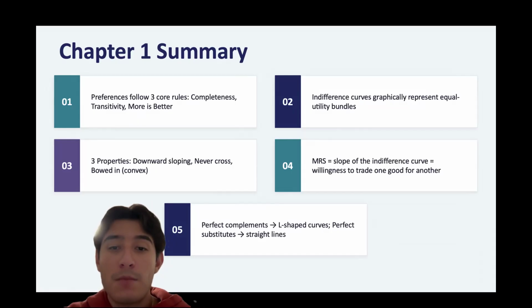Number four, the marginal rate of substitution, or MRS, is the slope of the indifference curve. It tells us exactly how much of one good a consumer is willing to trade for one more unit of another. And number five, perfect complements give us L-shaped curves. Perfect substitutes give us straight lines, and standard preferences fall right in between. These five concepts are the absolute foundation of everything that we're going to study this semester, and it all builds directly on top of what we covered today.